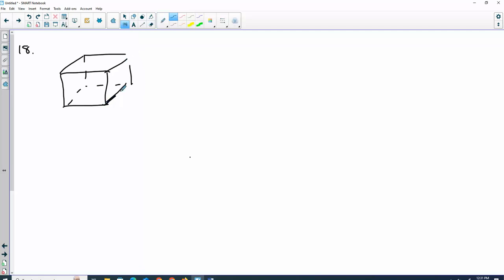And the base is square. What does that mean? It's a square. Those are the same. Okay, and I don't know anything about the height, so I'm just going to call that y for a minute. So there's my box.